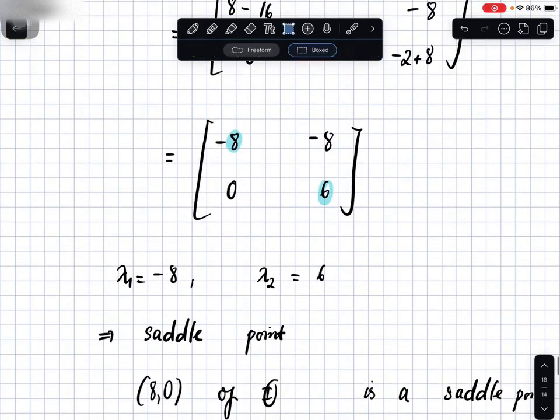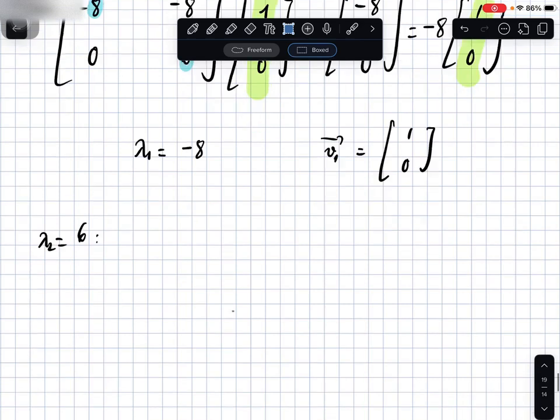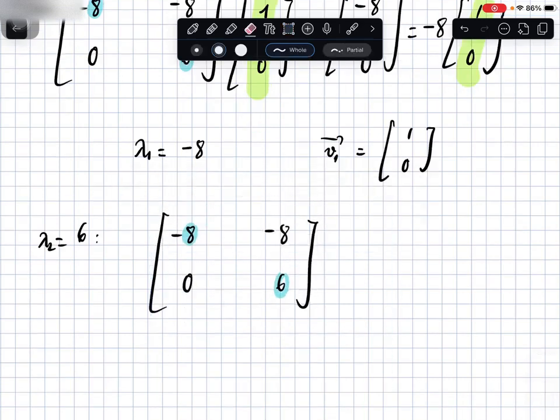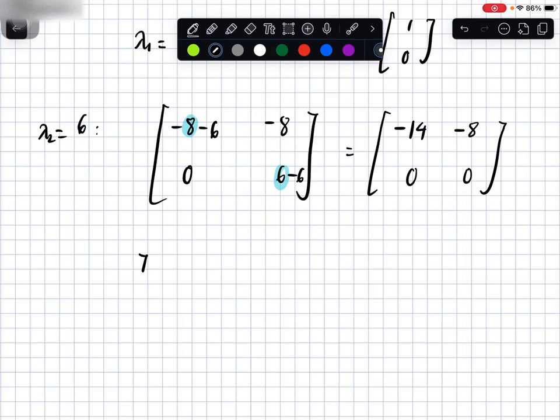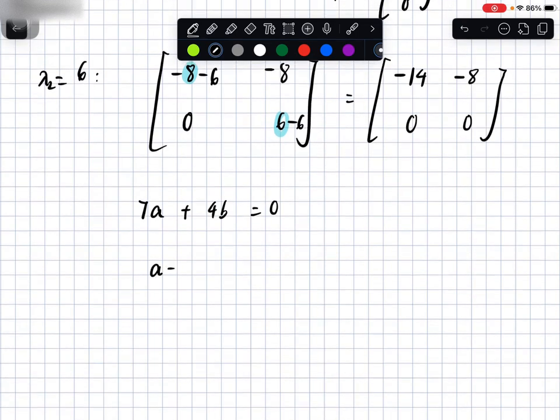For the other one, lambda 2 equal to 6, we need to solve that. So this one, minus 6, minus 14 minus 8, times (a, b) equal to (0, 0). So you have 7a, 4b, 0. Let me choose a to be minus 4 and b to be 7, that is good. So we have the eigenvector V2, (-4, 7).